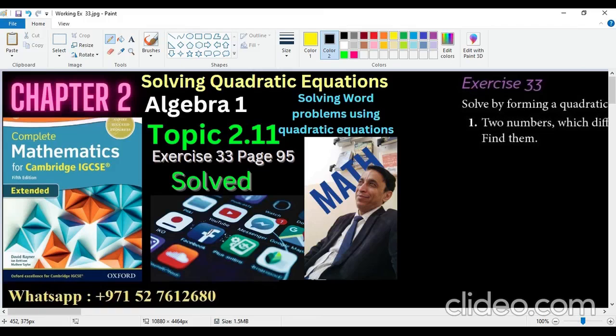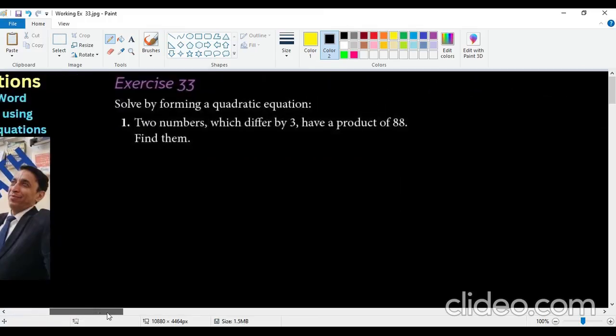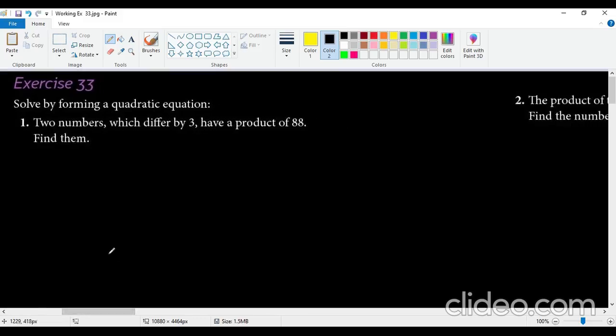Now, in this exercise, we are going to be solving word problems and real life situations using quadratic equations. And a quadratic equation, as you know, can be solved in many ways. First method I have explained already, that is to factorize the quadratic equation, second is using the quadratic formula, and third one was completing the square.